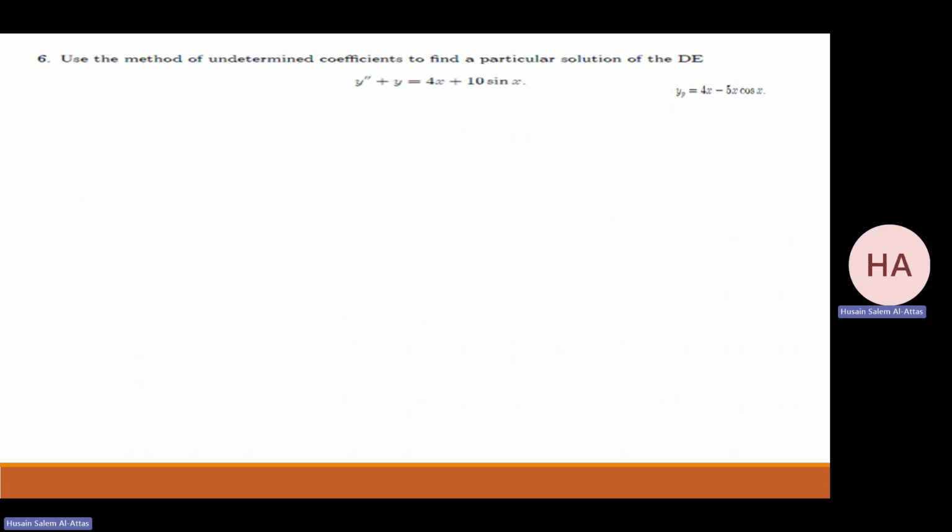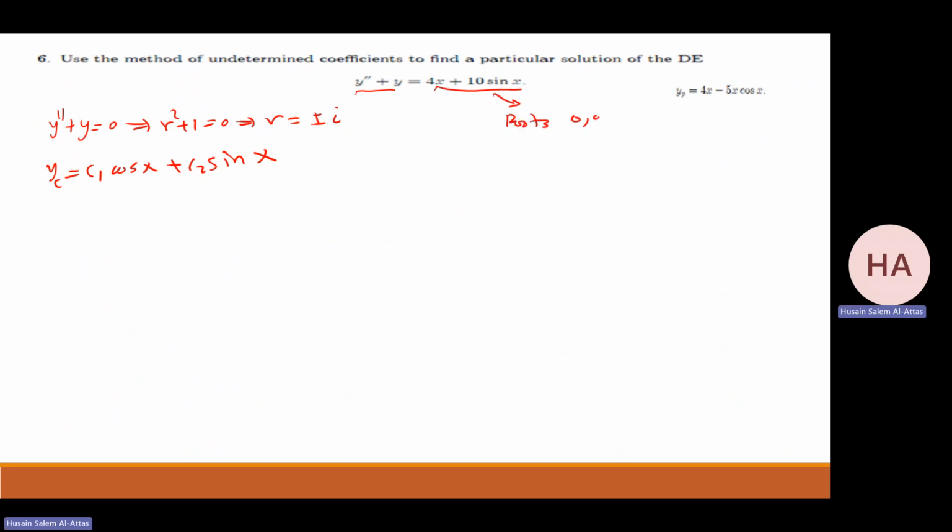So I need to solve it completely. Okay, so first I need the homogeneous. Auxiliary equation, R squared plus 1 equals 0. So R equals plus or minus i, YC is C1 cosine X plus C2 sine X. What are the roots from here? Roots, 0, 0, and plus or minus i.